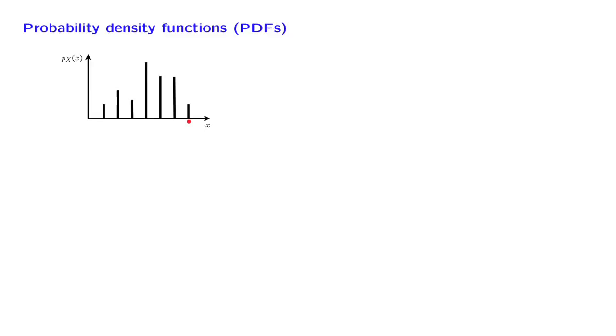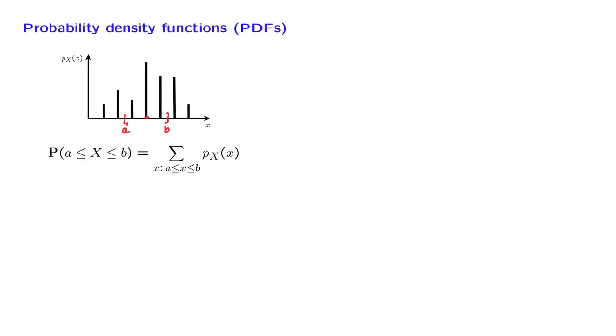And we can calculate the probability that the random variable falls inside an interval by adding all the masses that sit on top of that interval. So, for example, if we're looking at the interval from A to B, the probability of this interval is equal to the sum of the probabilities of these three masses that fall inside this interval.